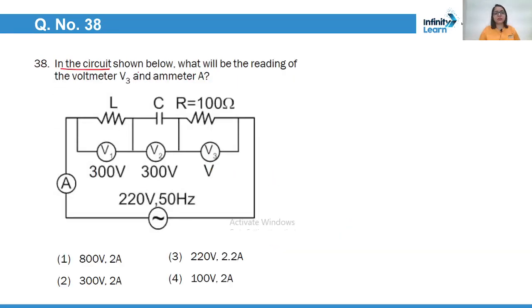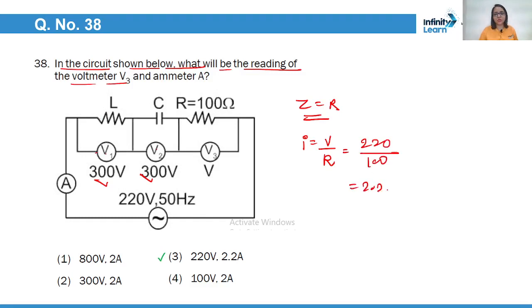Question number 38. In the circuit shown below, what will be the reading of the voltmeter V3 and ammeter A? Over here you can see that the potential difference across inductance and capacitance is the same, so the circuit is in resonance. So the effective impedance is equal to the resistance. The current will be I equals V upon R, that is 220 divided by 100, which is 2.2 ampere, and the potential difference across V3 will be 220 volt, because this will be the drop over here. So the correct answer is option 3.